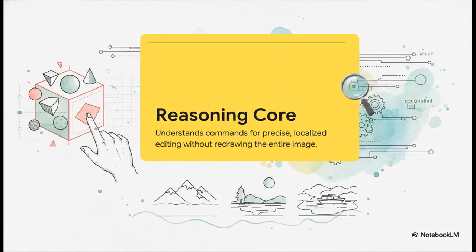So, how does it actually beat that slot machine problem? Well, the secret sauce is this thing called the reasoning core. Now, this is the key. It doesn't just understand words, it understands space and geometry. You can tell it what to change and where to change it. And it doesn't have to guess and redraw the entire scene. It keeps your composition locked in. This is a huge leap forward.